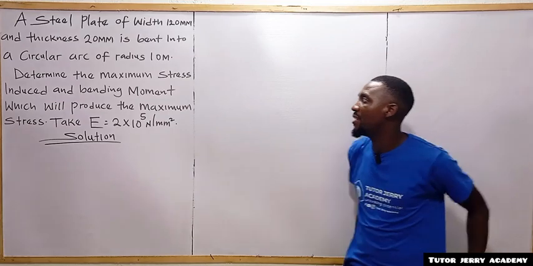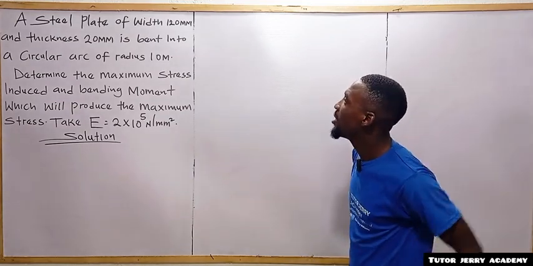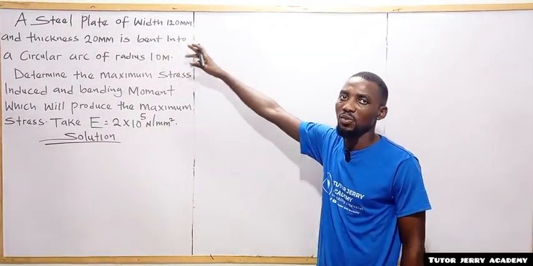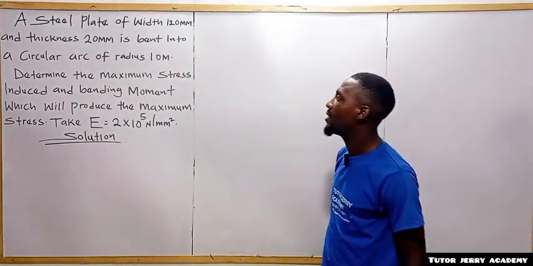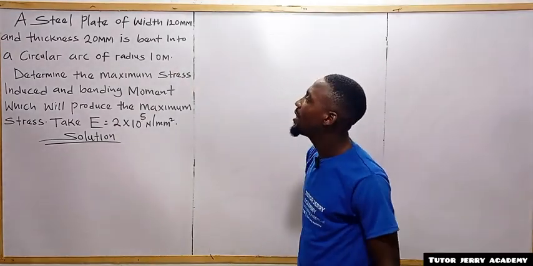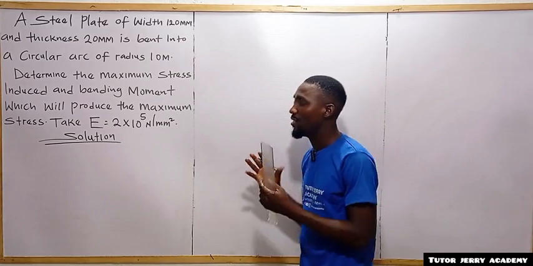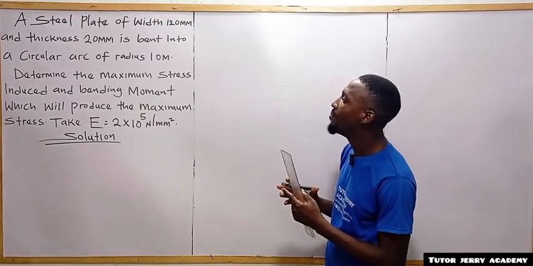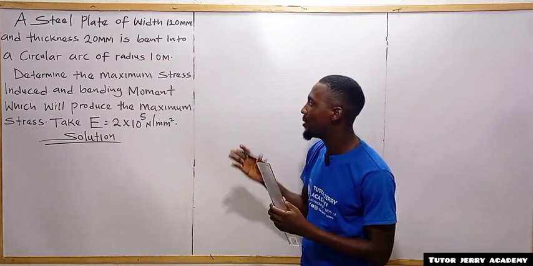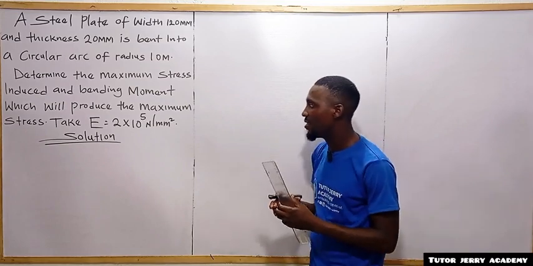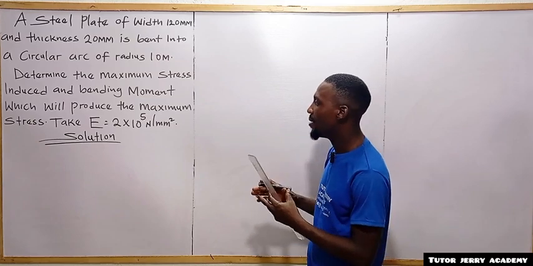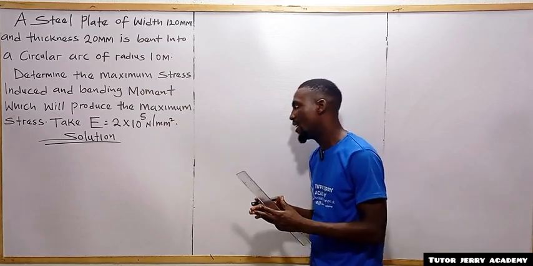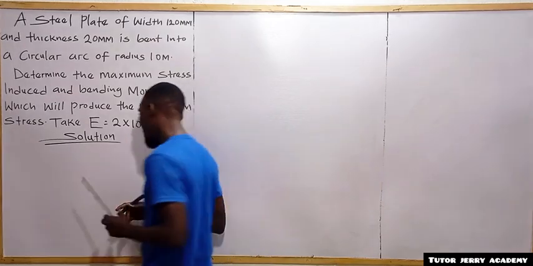It says a steel plate of width 120 mm. Our width is also known as what? Base, which is B. And thickness 20 mm is bent into a circular arc of radius 10 meter. We are told to determine the maximum stress induced and the bending moment which will produce the maximum stress. We are told to take E equals 2 times 10 to the power of 5.